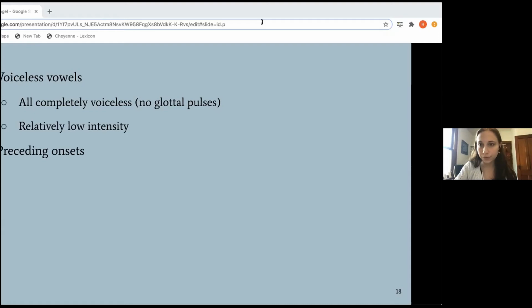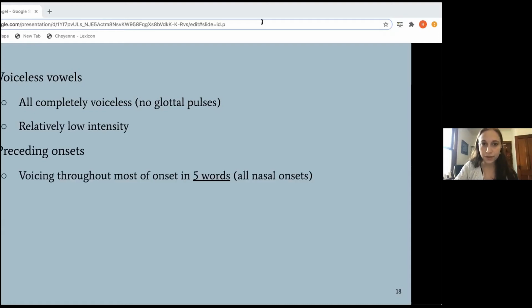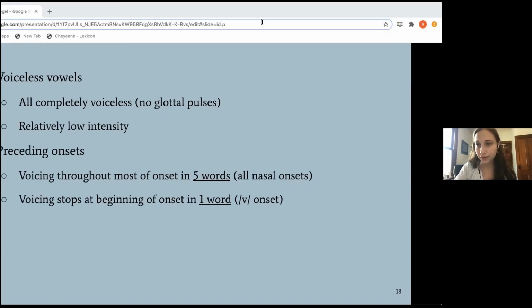In terms of what we see with the preceding onsets, in 5 out of 6 words, there's voicing present throughout almost all of the onset. And interestingly, these were all nasal onsets. In one word, the voicing stops towards the beginning of the onset, and this was the only onset that was a V rather than a nasal.